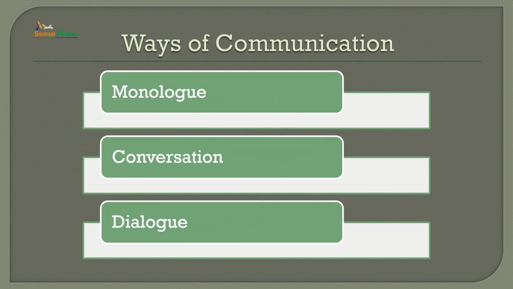Now, when I talk about communication, my dear learners, there are three types. There are three ways of communication, you can say. On the broader category, obviously they are formal and informal. And when we talk about formal and informal categories, they could be through telephone, they could be through face-to-face interaction, conversation. But what are the ways of communication? It could be monologue. Second, it could be a normal conversation. And third, it would be the dialogues.